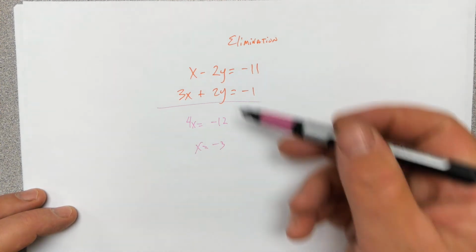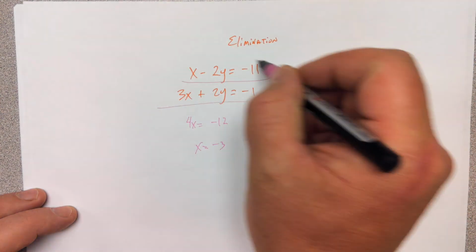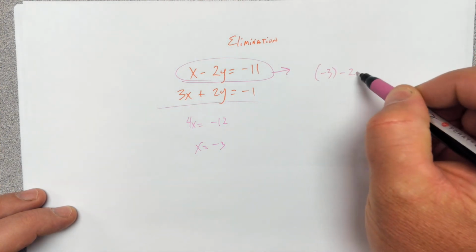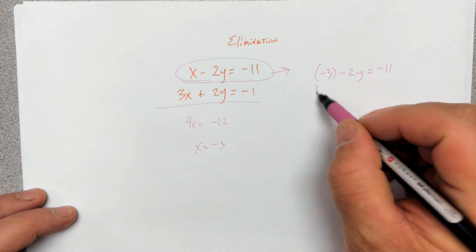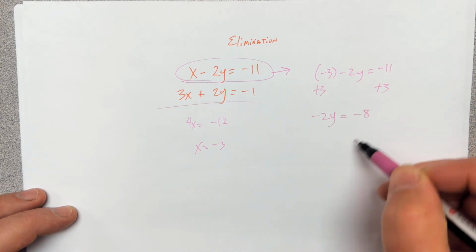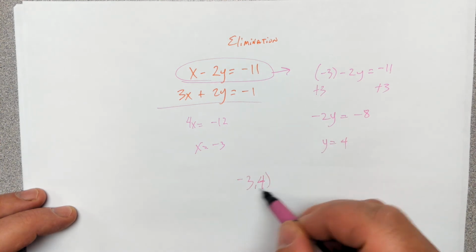Now this one's not so easy for the plugging in. I'm going to plug it into the first one. But it doesn't matter, either way. Negative 3 minus 2y equals negative 11. So you're going to add 3. Negative 2y equals negative 8. So y equals 4. That's your answer. Negative 3, 4.